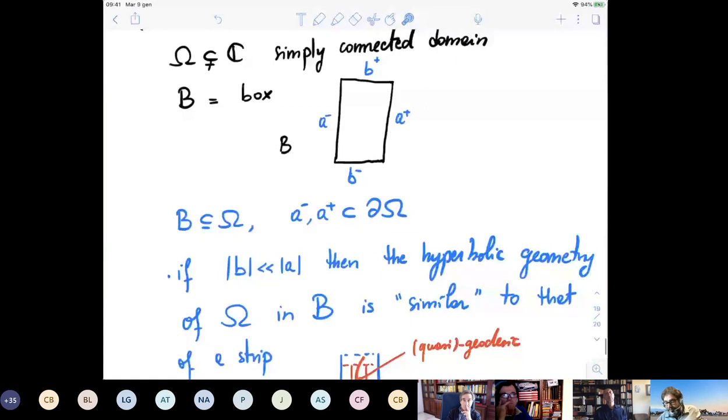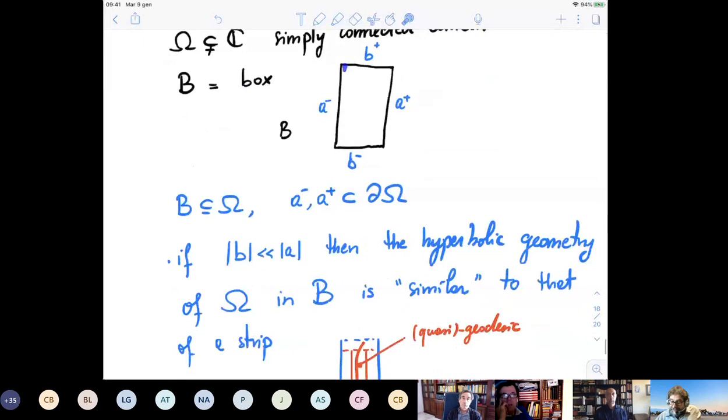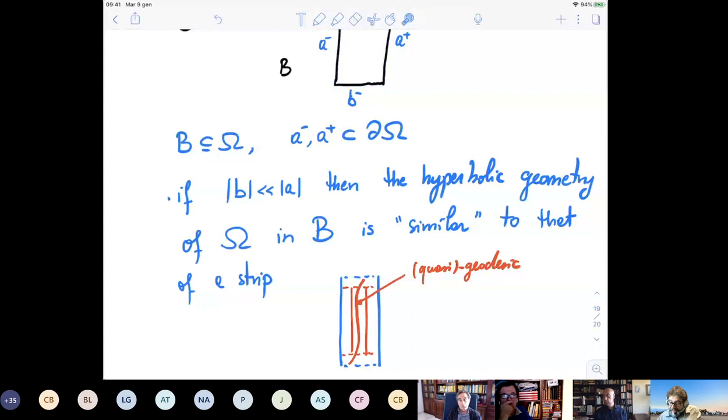I won't enter into this last slide, which, well, maybe I just sketch. You can also use Gromov hyperbolicity to localize hyperbolic distance, in the sense that if your domain contains a box, and the height of the box is much bigger than the width of the box, then the hyperbolic geometry inside is essentially the one of the strip, where you know everything. And the way to prove it is exactly using Gromov hyperbolicity. Okay, I think I stop here and thank you very much for the attention.